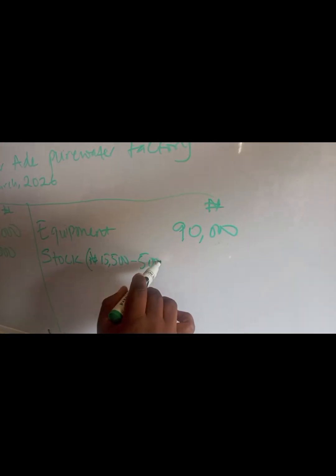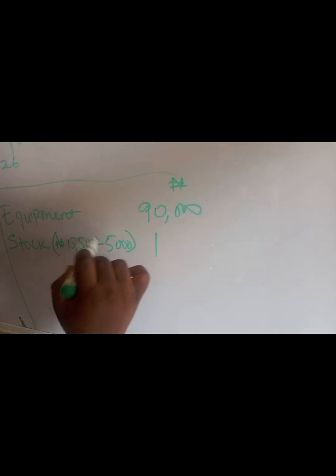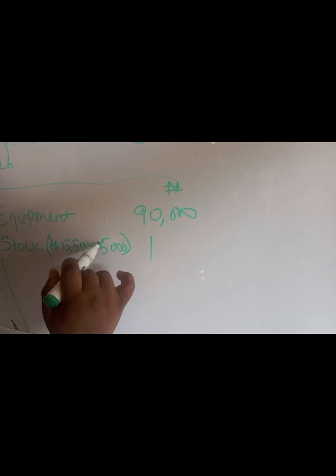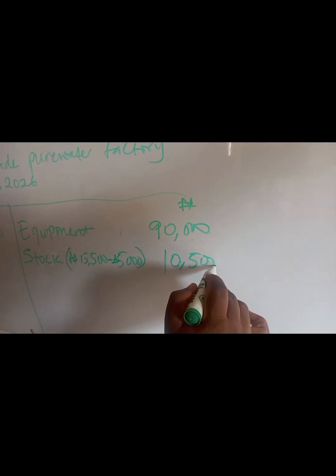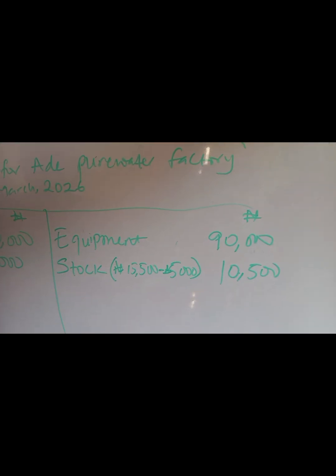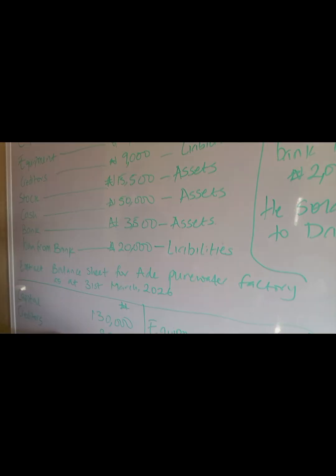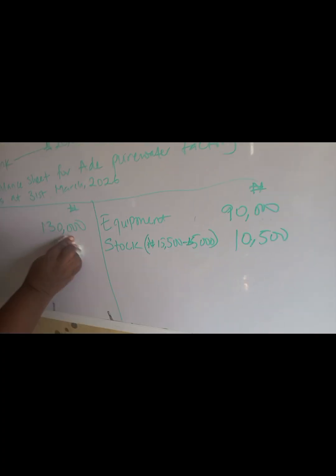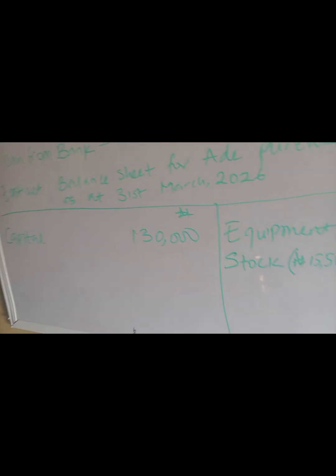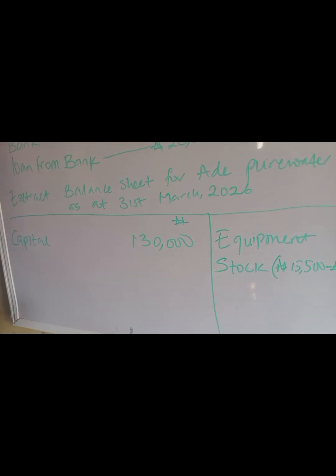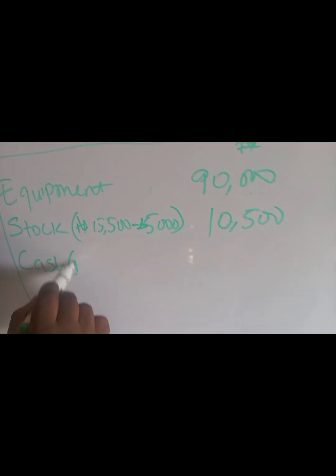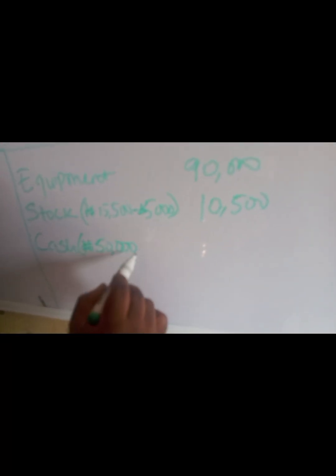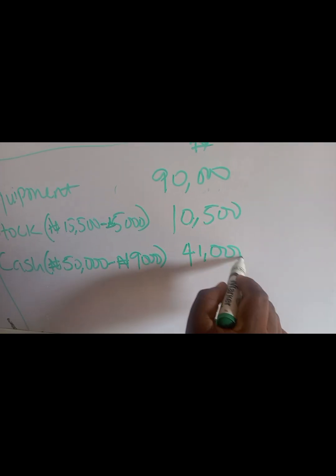So let's say 15,500 minus 5,000. What are we going to have? We are going to have 10,500 left. Earlier, I said his creditors is 9,000. But remember here, he paid his creditors in cash, the sum of 9,000. So that means he does not have creditors again. What's now going to happen? Our cash was 50,000 naira before, minus the 9,000 naira he paid to his creditors. We have 41,000 naira left.